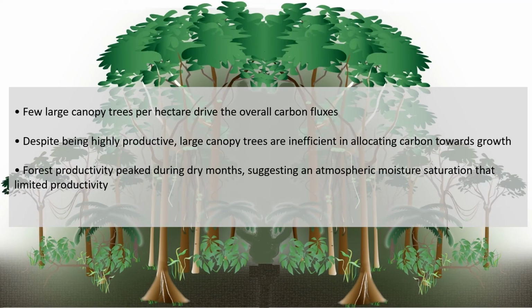Summarizing the results, we found that few large canopy trees per hectare drive the overall carbon fluxes, but despite being highly productive, large canopy trees are really inefficient in allocating carbon towards growth. Furthermore, a really interesting result was that forest productivity peaked during the dry months, suggesting an atmospheric moisture saturation during the wet season that limits productivity during the wet months.